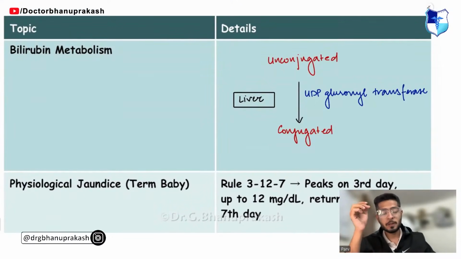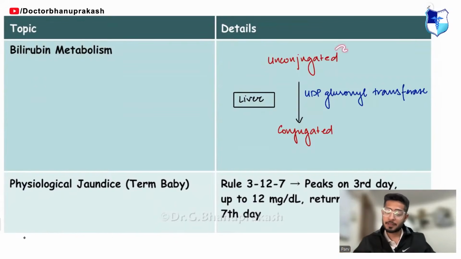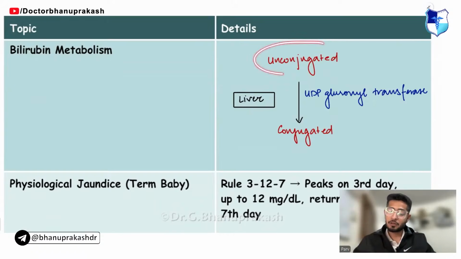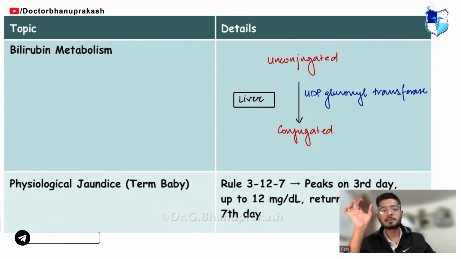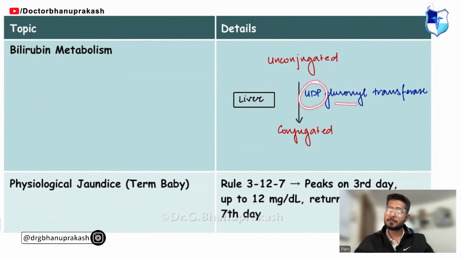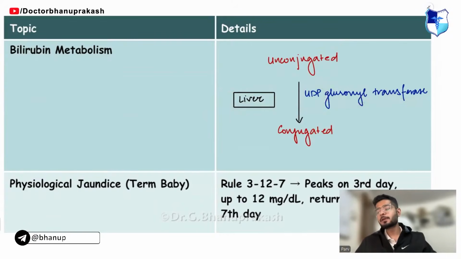You must know that there are two types of bilirubin. One is called unconjugated bilirubin, the other is called conjugated bilirubin. The enzyme which is responsible for converting unconjugated bilirubin into conjugated bilirubin is called UDP glucuronide transferase, and that happens in the liver.